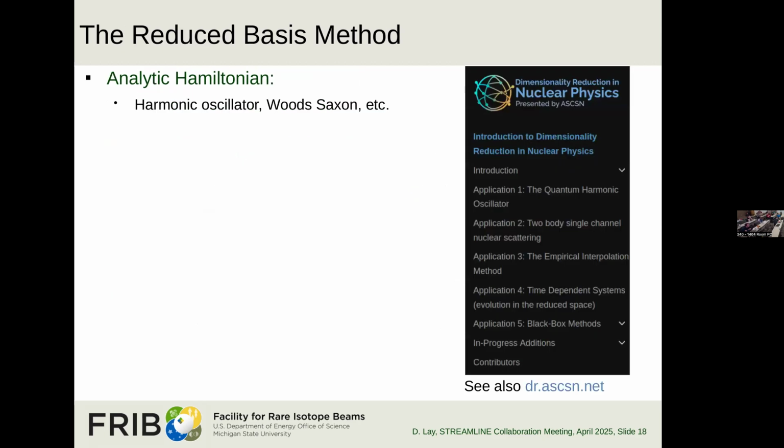Perhaps the one I'm at least most familiar with is what we call the reduced basis method. It's very closely related to eigenvector continuation. So suppose for a second that you had an analytic Hamiltonian that you wanted to diagonalize. It could be something simple. It could be a harmonic oscillator or Wood-Saxon. You can sort of make it arbitrarily complicated.